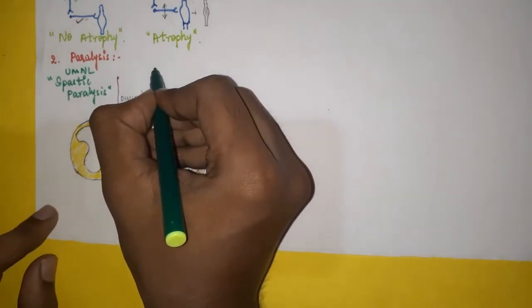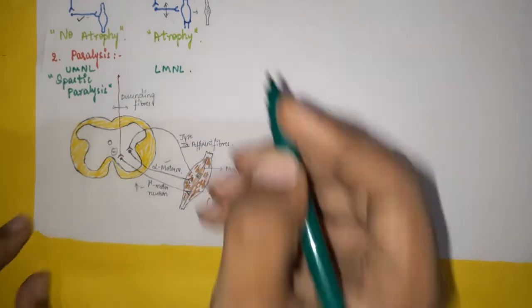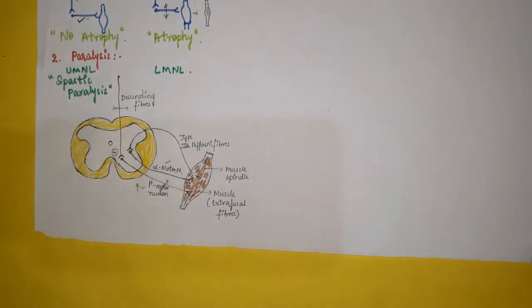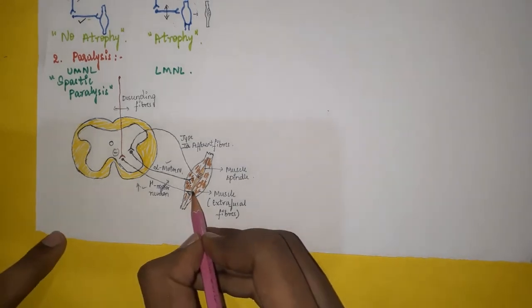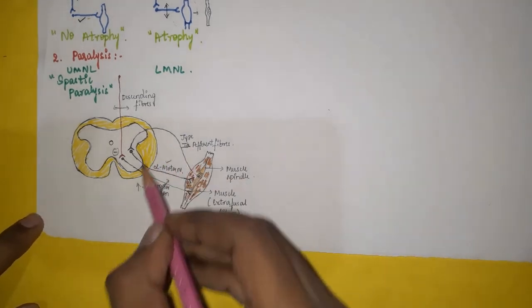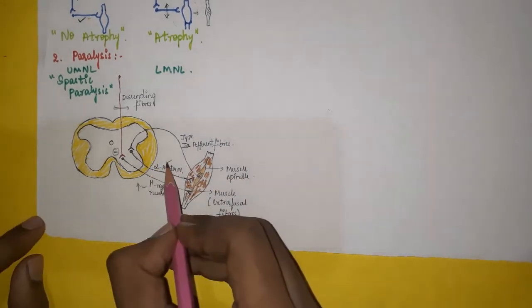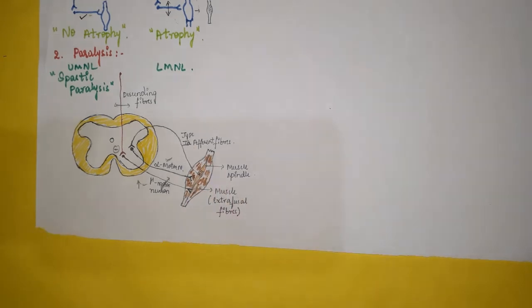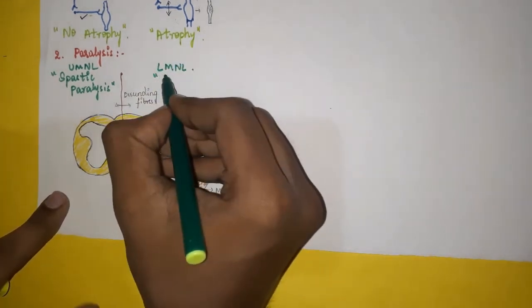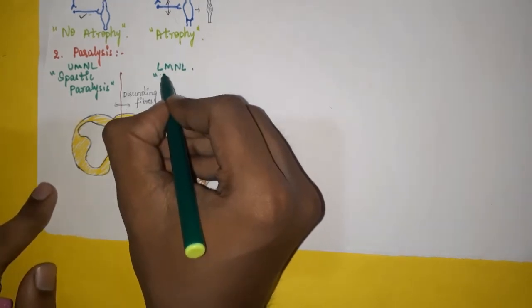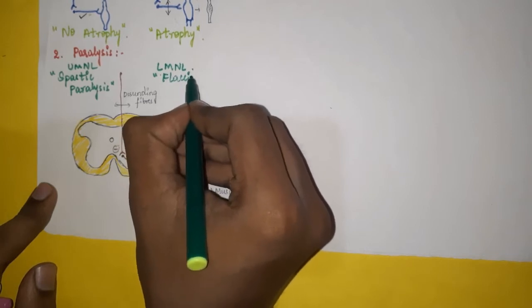In lower motor neuron lesion, the gamma motor neuron is damaged. If the gamma motor neuron is damaged, then there is no contraction of the peripheral part of the muscle spindle. Then there is no stimulation of the type 1A afferent fibers, no stimulation of the alpha motor neuron, and finally no contraction of the muscle. The muscle becomes loose. Therefore, in this lower motor neuron type of lesion, there is flaccid paralysis.